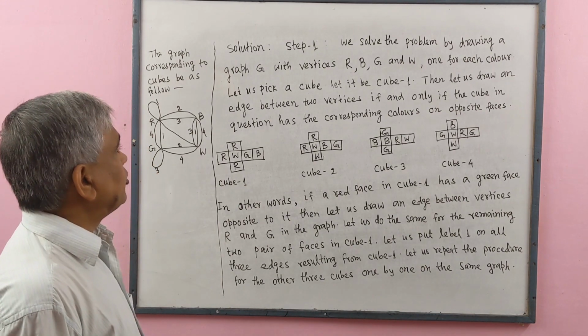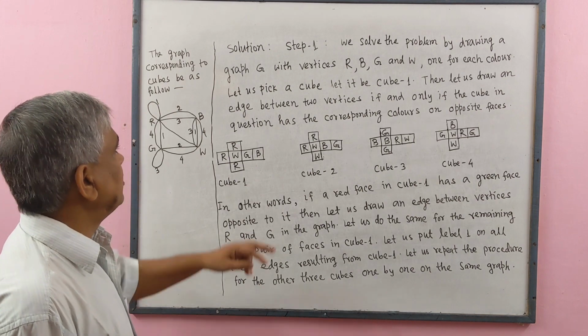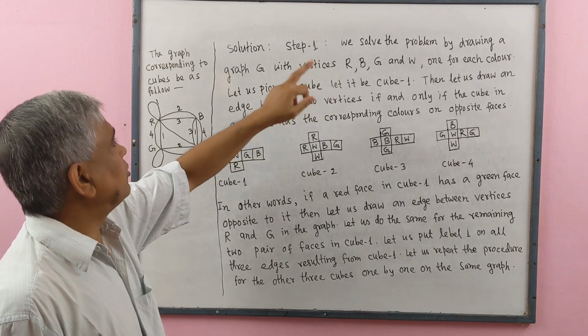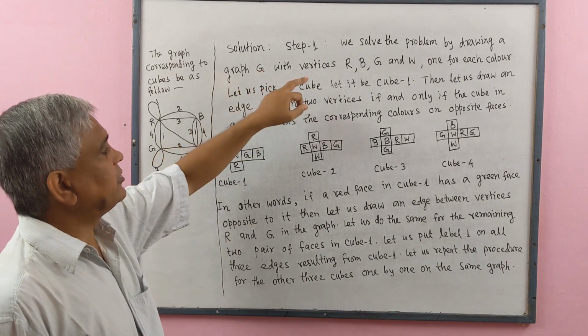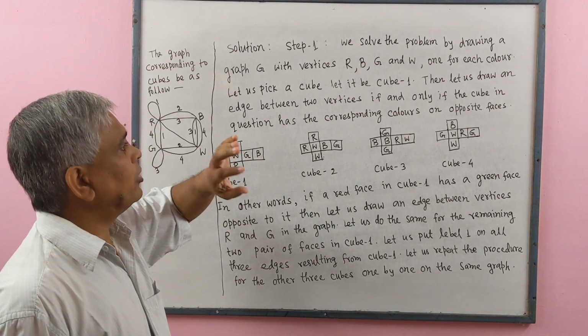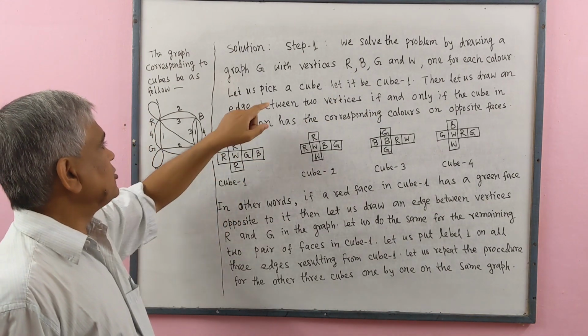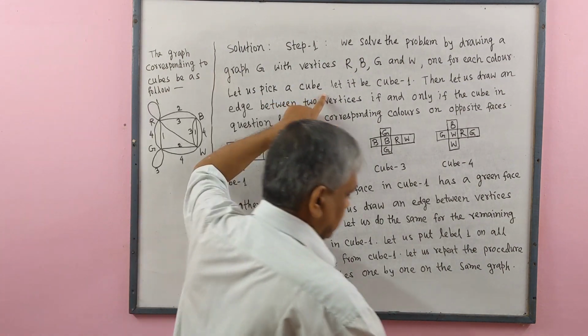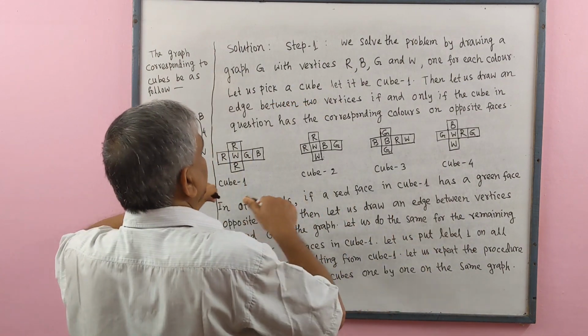We have solved the problem in some steps. Step 1. We solved the problem by drawing a graph G with vertices R, B, G and W, one for each color. Let us pick a cube. Let it be cube 1.